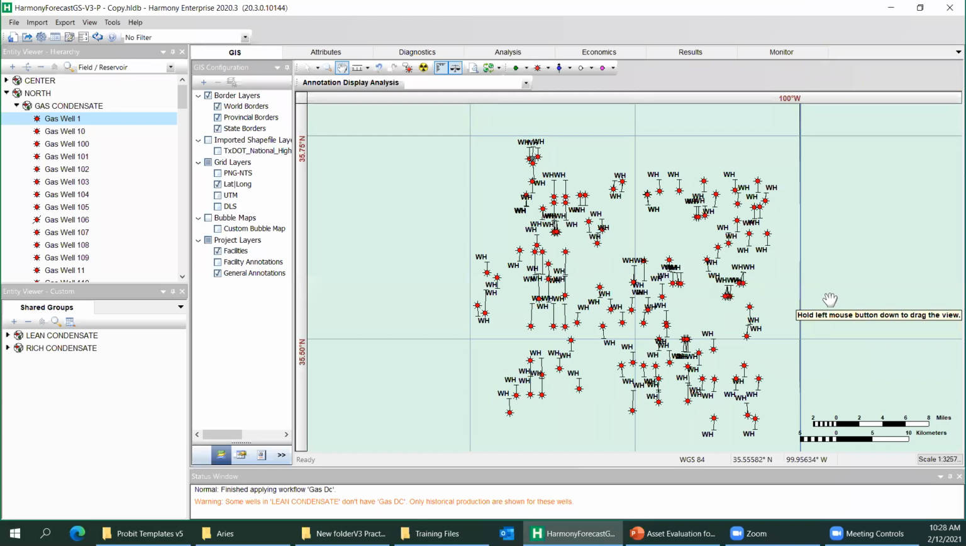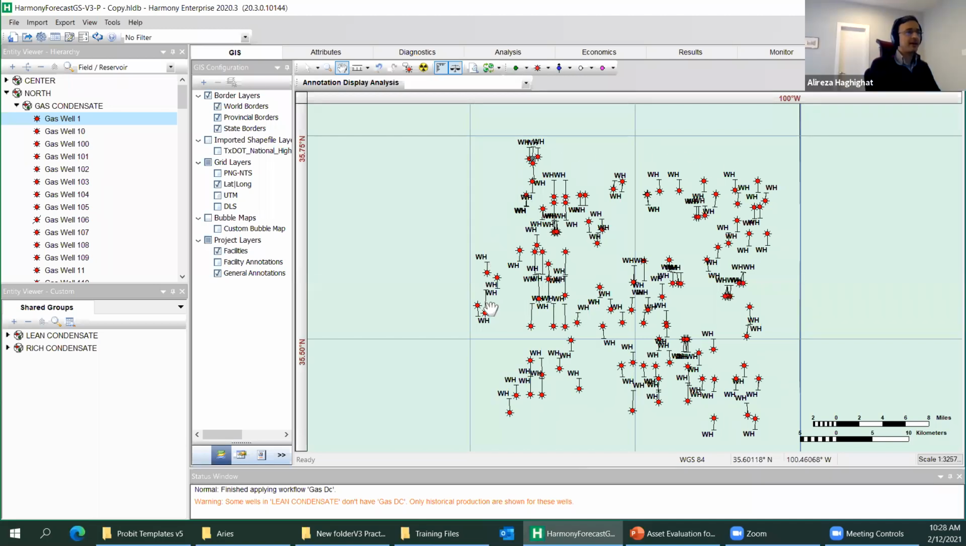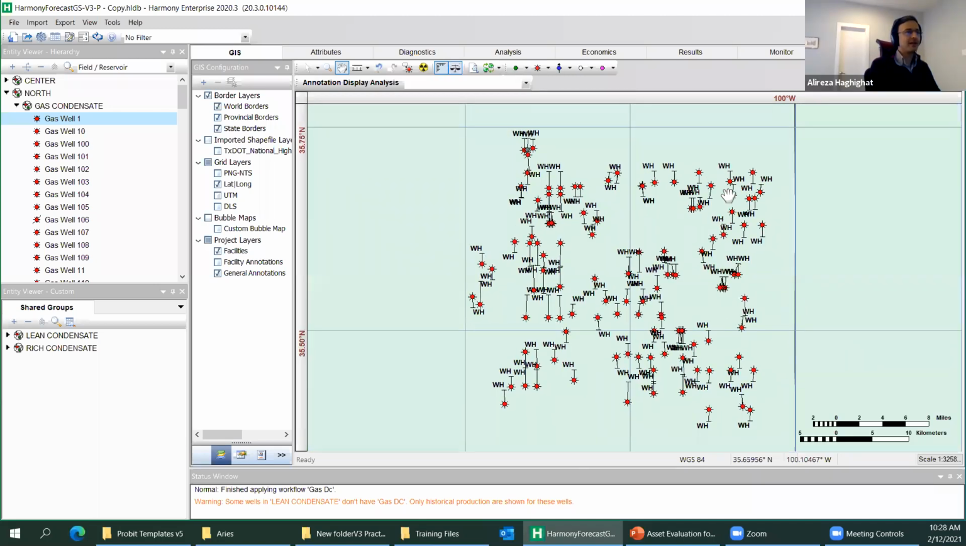So what we have here is an asset of gas condensate wells. You can see we probably have more than 120 gas condensate wells, and we are going to evaluate this asset. So what we do first, we perform single well analysis for just one well, and then we evaluate the whole asset together with decline curve analysis. So you see, I want to evaluate gas well number 1, which is located here.